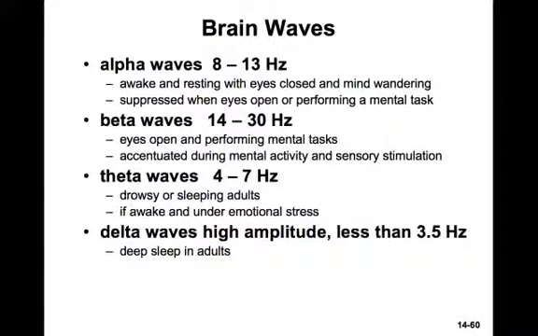Theta waves are found in drowsy or sleeping adults. They're much slower than alpha waves. When we see theta waves in an awake individual, it could be an indication that they're under emotional stress. Now, delta waves are high amplitude waves, but very low frequency. We find them in very deep sleep in adults. However, if delta waves are seen in an awake adult, it's an indication of some severe brain damage.